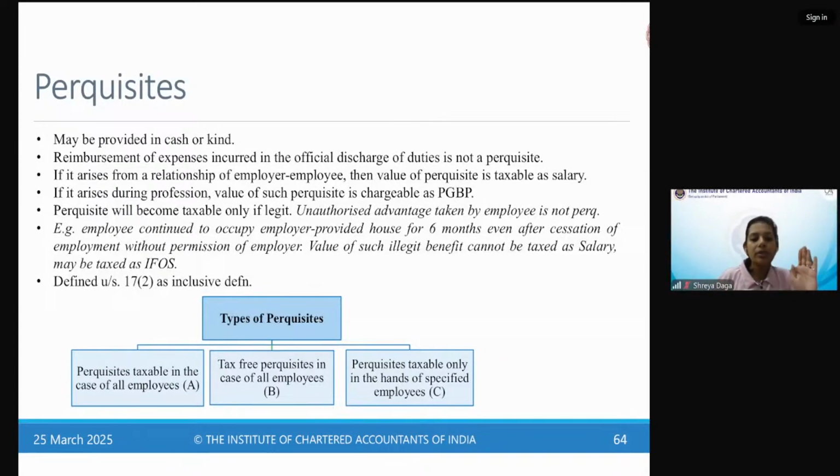Okay. Now there are 3 types of perquisites in terms of tax treatment: one which is taxable in the case of all employees, and one which is taxable only in the case of specific employees. Okay, so let's do the 3 buckets. One taxable for all, one tax free for all, and one taxable only in specific cases. Okay, all right. Chalo, next.